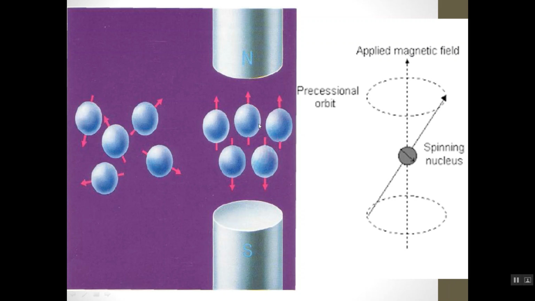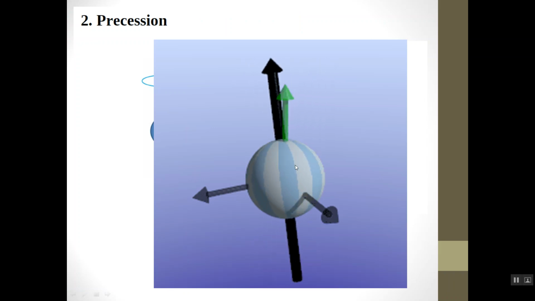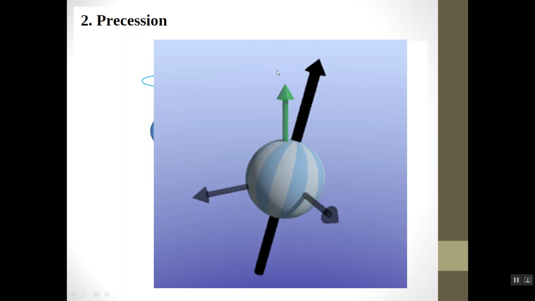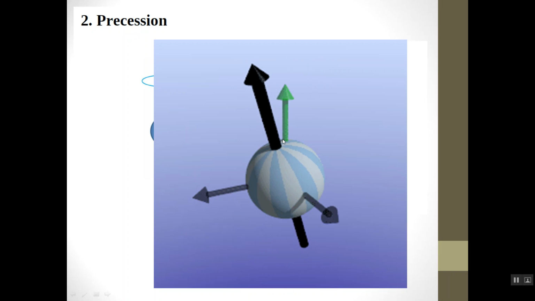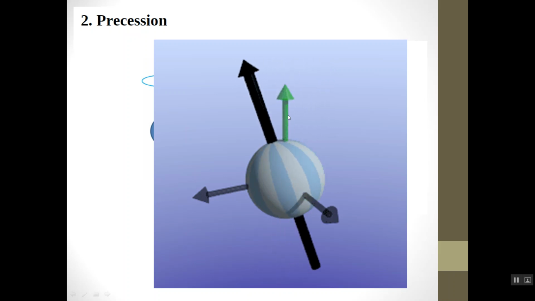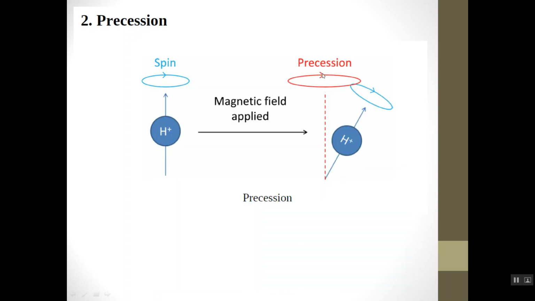Second, the proton acquires another motion, which is called precession motion. As you see here, this proton spins around itself and at the same time spins around this axis. This axis is the axis of the external magnetic field. This is the line of the external magnetic field. So this motion is called precession. After applying the external magnetic field, the proton spins around itself and at the same time acquires a precession motion.